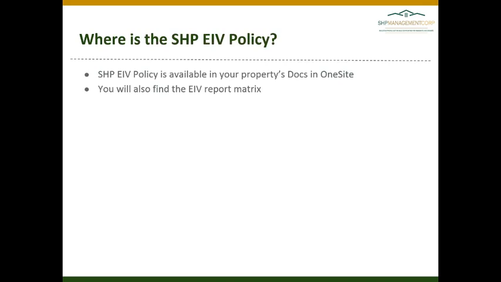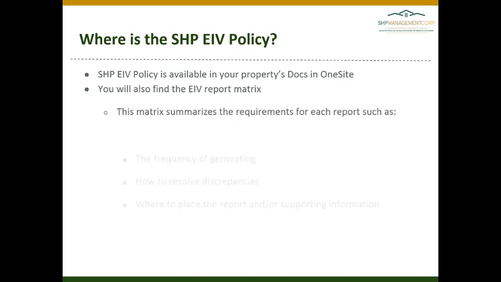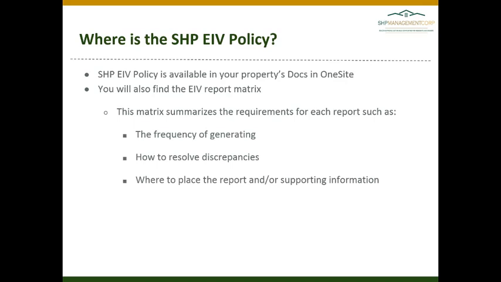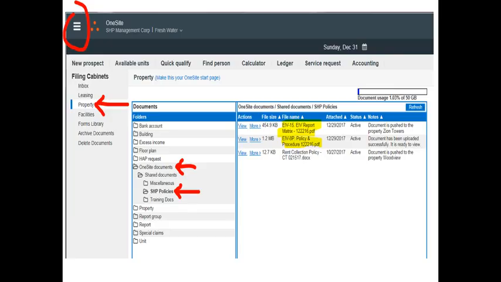The SHP EIV policy is available in your property's docs in One Site. You will also find the EIV report matrix. The matrix summarizes requirements for each report, such as the frequency, how to resolve discrepancies, and where to place the report and/or supporting information.